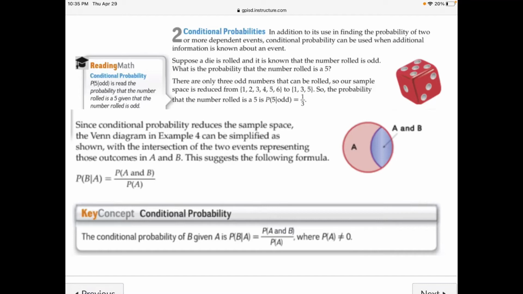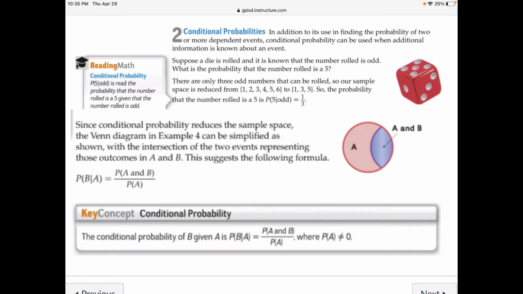Okay, now let's talk a little bit more about conditional probabilities. In addition to its use in finding the probability of two or more dependent events, conditional probability can be used when additional information is known about an event. So let's say that you rolled a die and it is known that the number that you rolled is an odd number. What is the probability that the number rolled is a 5?